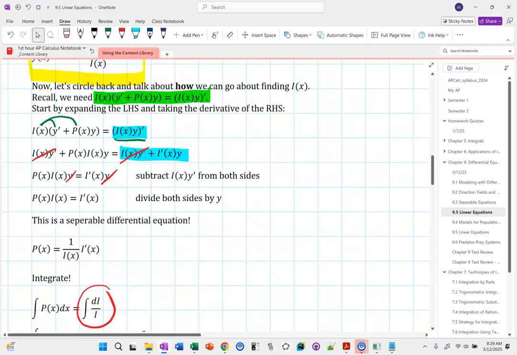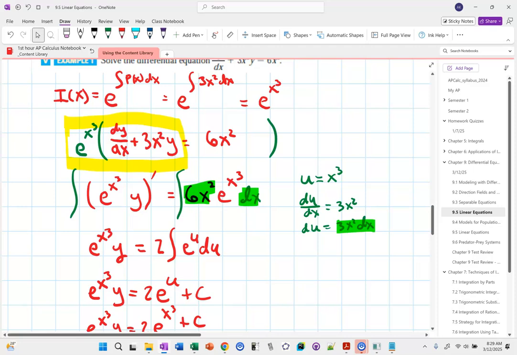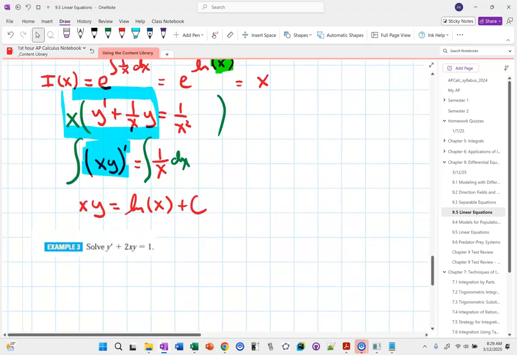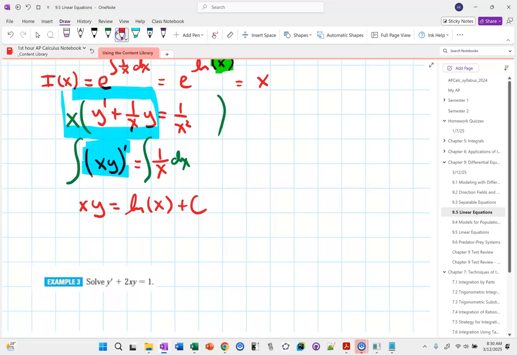Okay. And it's a good question, right? Because it looks like, if you just distributed that x through, I see the x times y prime, but this is xy prime, not x times y prime. You know what I mean? The difference is annoying, but that's what's going on there. So then my last step would just be to divide both sides by x.